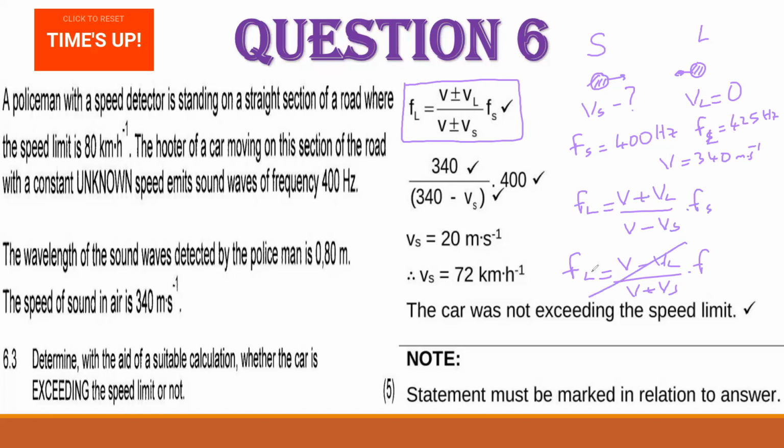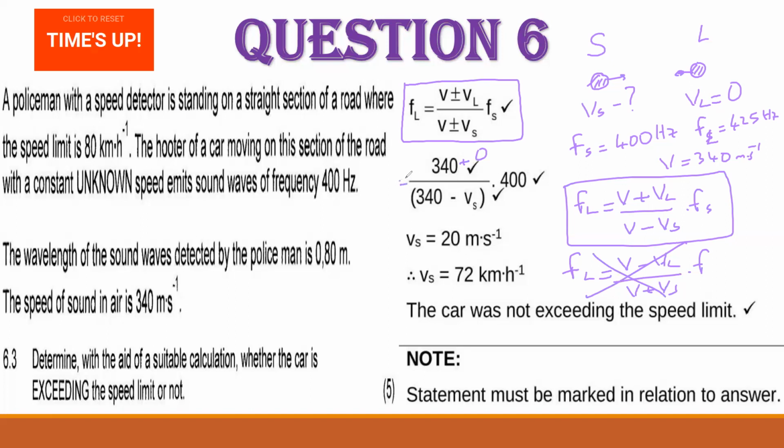So now we are not using this one. We are using only this formula because we know the car is coming closer to the policeman. So 340 plus 0, because I know VL, the stationary listener, is 0. And then V minus VS. VS we will calculate. And then 400.